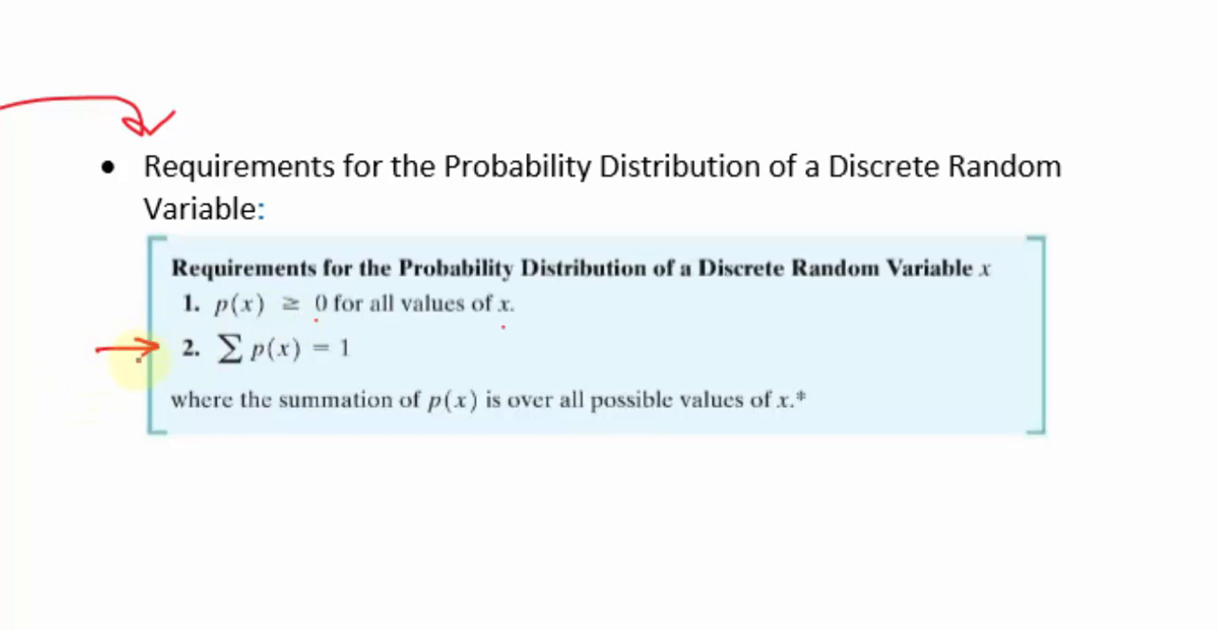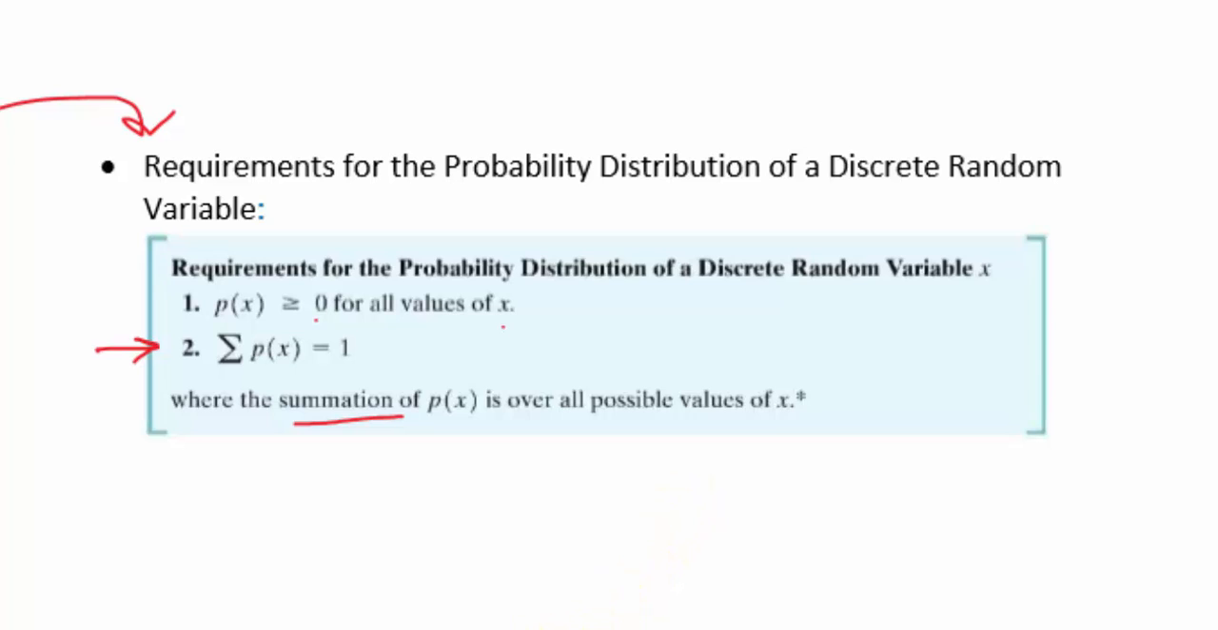And the second point is that the sum of the probabilities must equal 1. Never anything negative, never anything above 1. Because remember, a probability of 1 represents 100% of your observations. So remember, the summation of the probability of x is over all possible values of x.